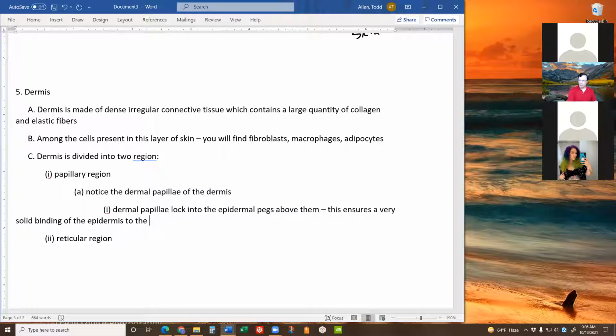So the dermal papillae, they're part of the dermis. They lock into the epidermal pegs, which are part of the epidermis. And this locking provides very good binding between those two layers of skin. Good structural integrity.